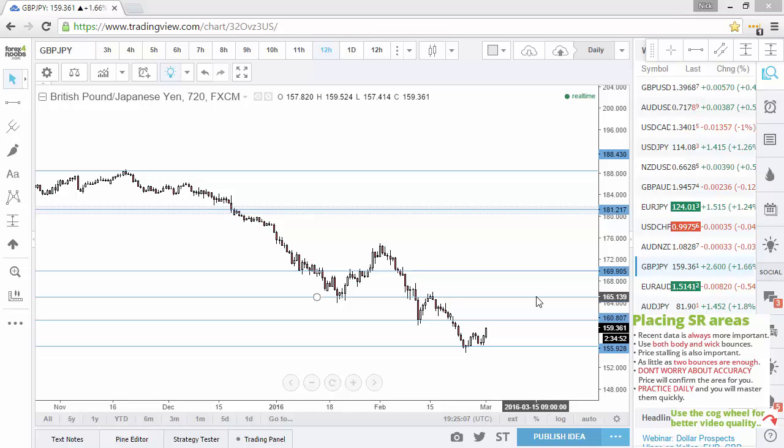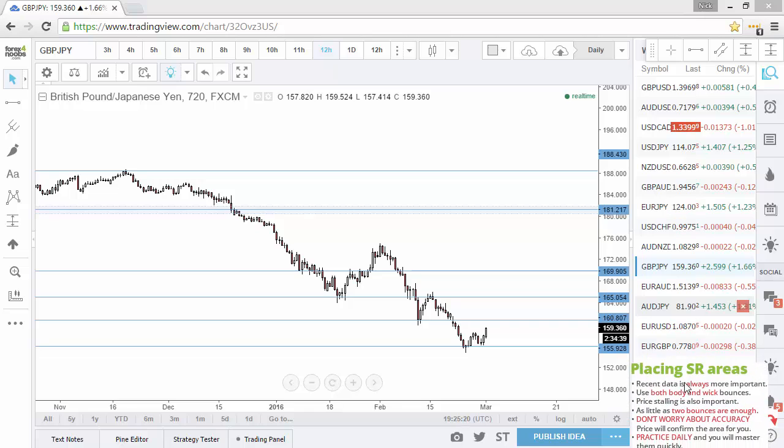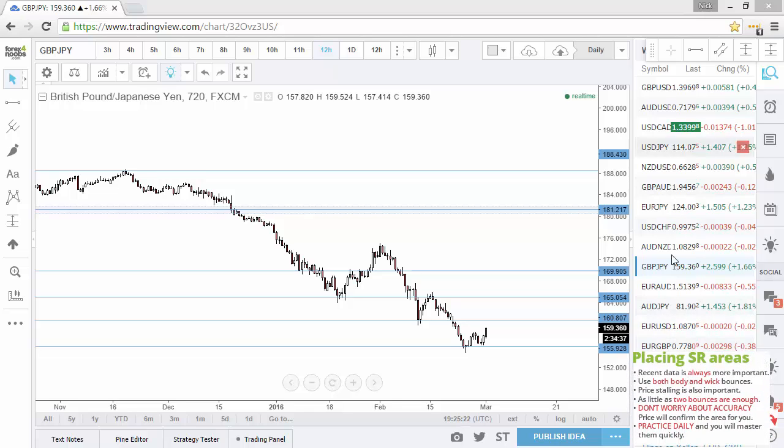Let's play support resistance areas on one more pair. Suggest a pair to me, guys, please. Preferably a pair on this list, but it doesn't have to be a pair on this list, just whatever pair you guys want.